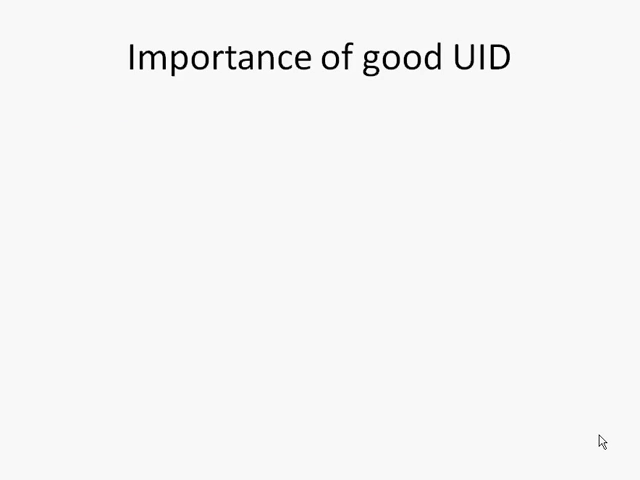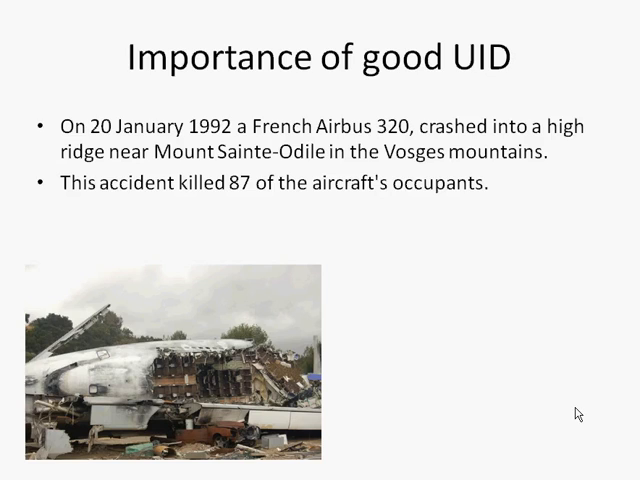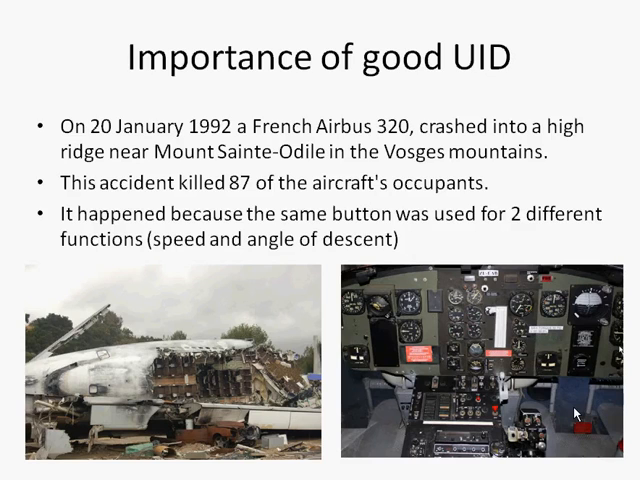There are more serious examples of where user interface design has been so bad that it's actually killed people. On 20th of January 1992, a French Airbus A320 crashed into a high ridge in the Vosges Mountains. The accident killed 87 of the people on board, and it happened because the same button was used for two different functions, which were speed and angle of descent. So that was a catastrophic example of bad user interface design.